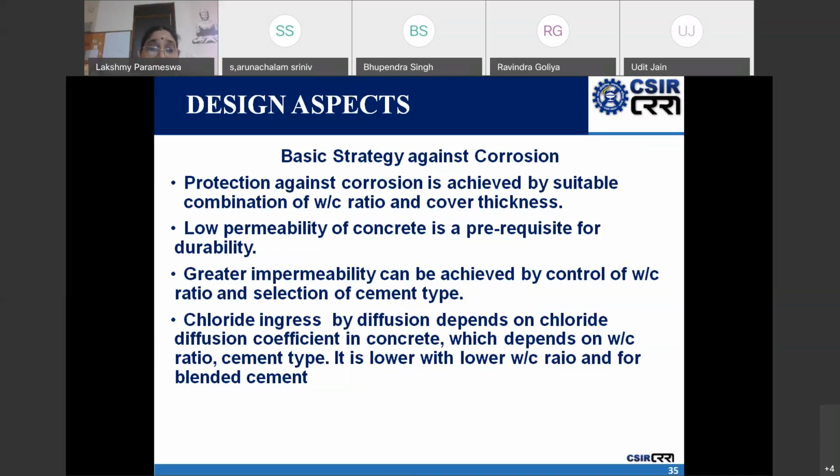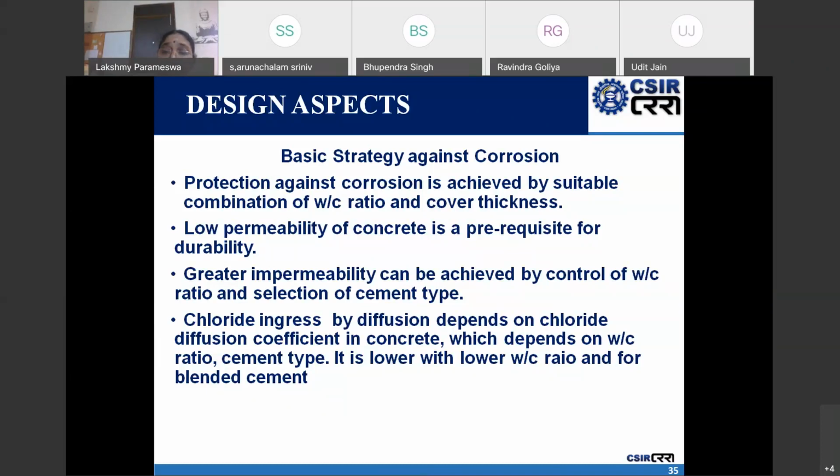that is prerequisite. So the greater impermeability can be achieved with the control of water cement ratio and selection of cement type. You have OPC, PPC, PSC, then different types of cements available. So the designer will have to select the suitable cement for that.